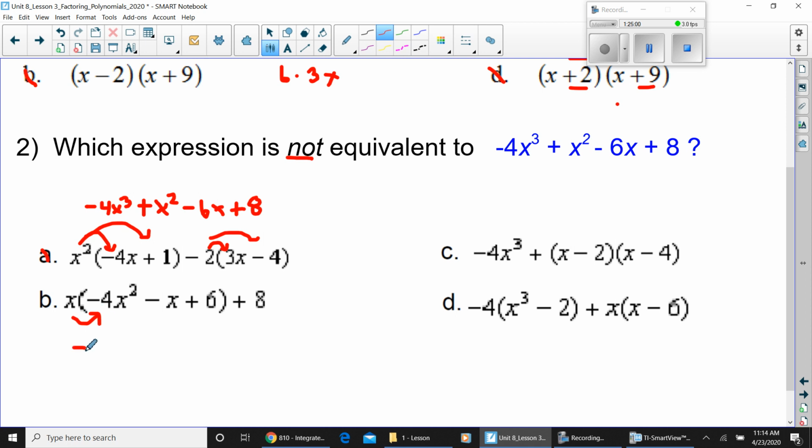And then I'm going to do distributive property here. Negative 4x to the third. So far, so good. X times negative x is negative x squared. X times 6 is 6x, and this is plus 8. So this does not. It's a negative x squared, this is a positive x squared. B is your answer. I'm not going to do the rest of them, but if you did, I'm sure they would come out to this. The only one that's not equivalent to this is B.